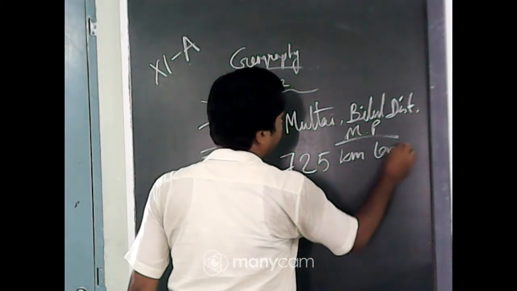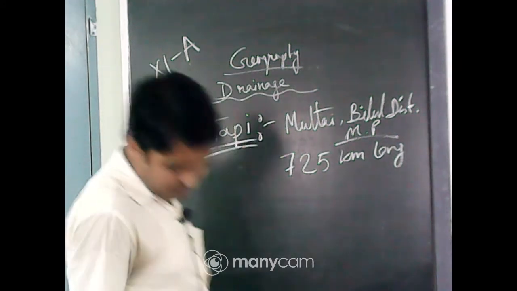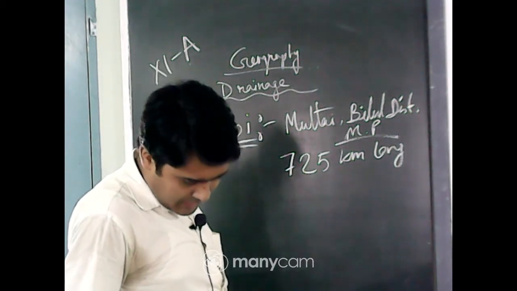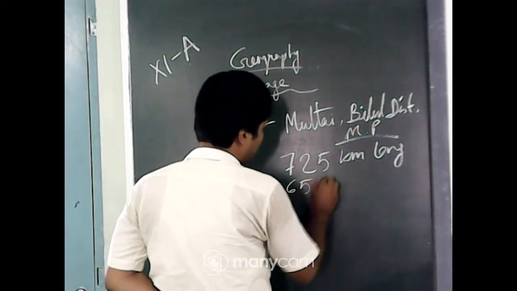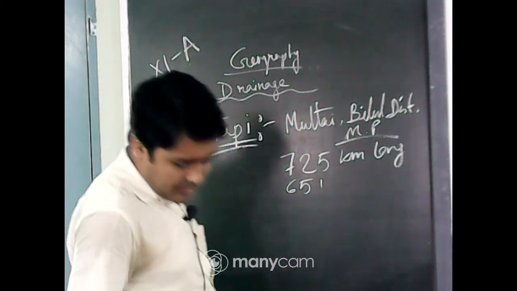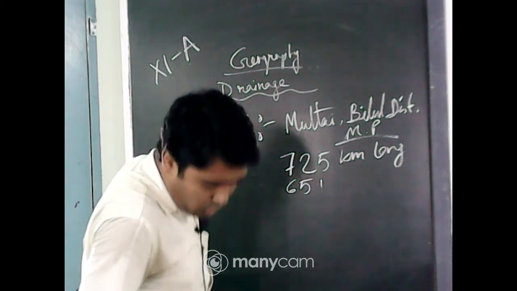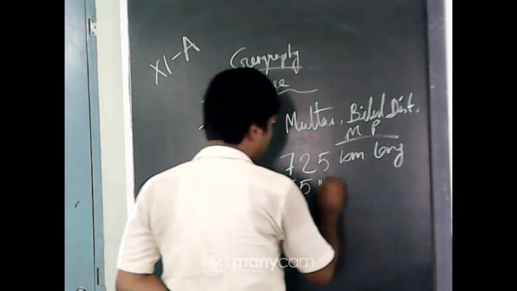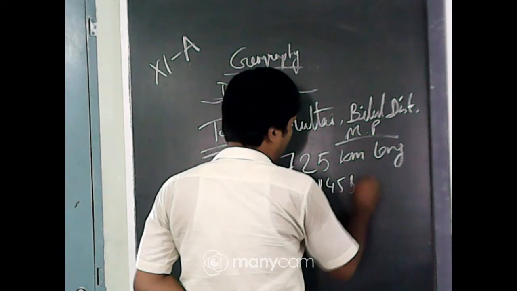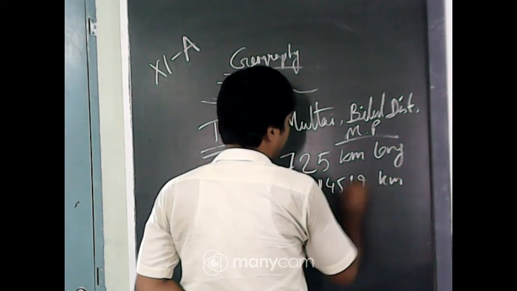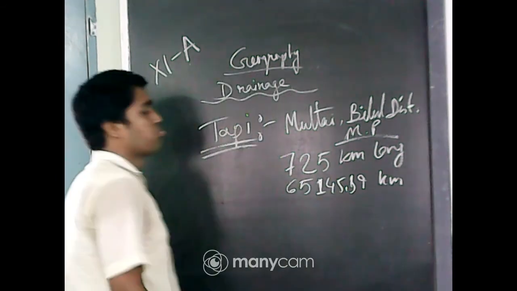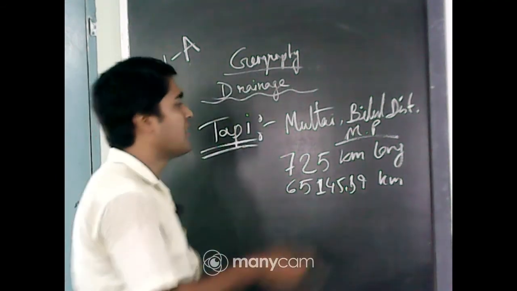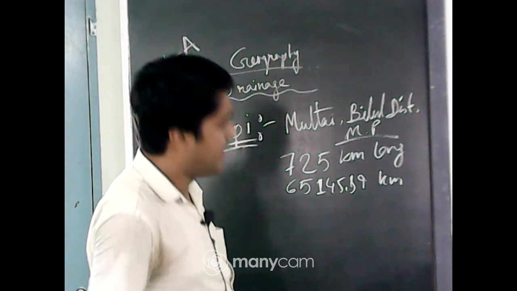725 km long and 65,145 square kilometer. Length means the catchment area.